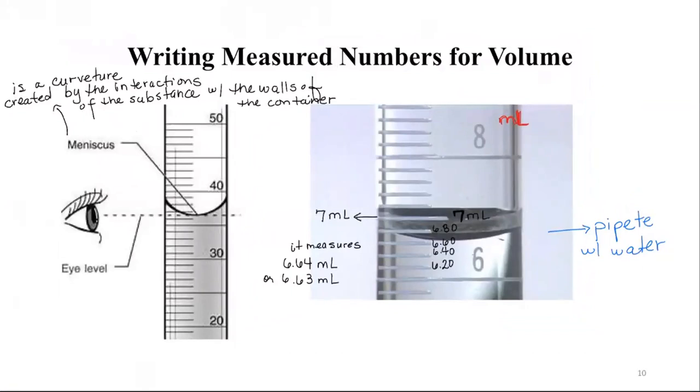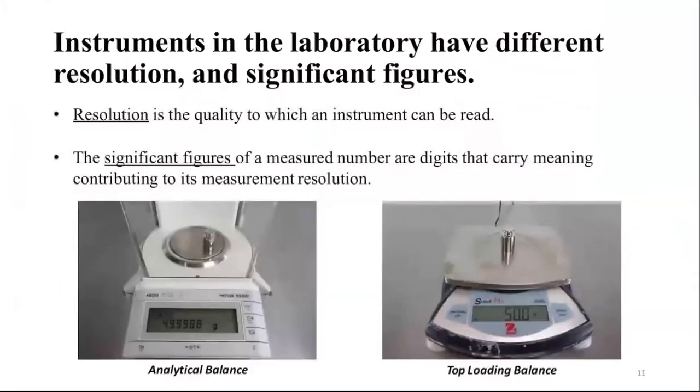Great. So length and volume is not the only type of measurement that we take in chemistry. There are other types of laboratory instruments that we utilize, okay? And depending on the laboratory instrument that we have, let me just stop here.